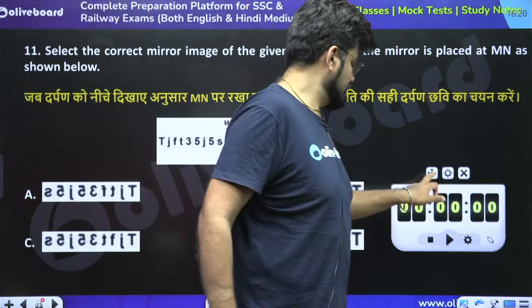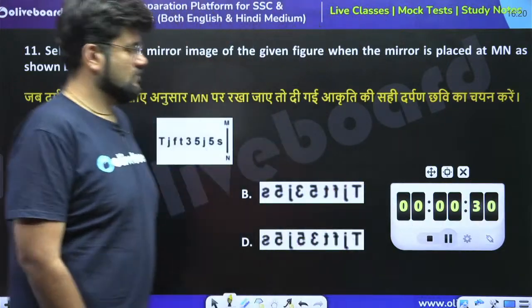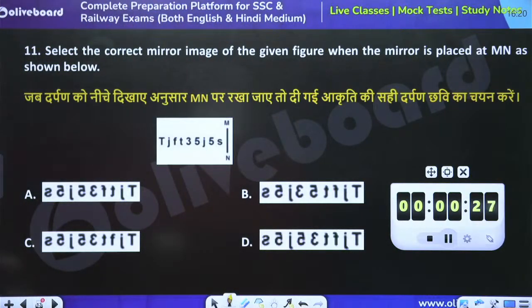Mirror image. Alive. Amira. Very sweet. Good.